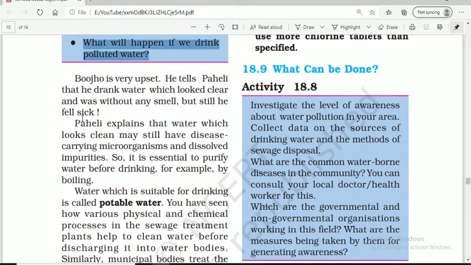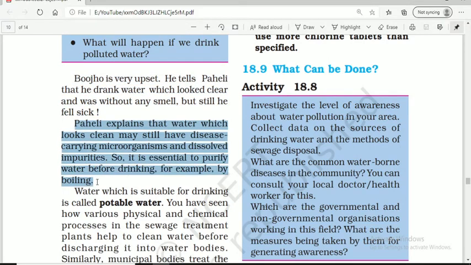Now next, Boojho is very upset. He tells Paheli that he drank water which looked clear and was without any smell, but still he felt sick. Paheli explained that sometimes, children, even water which looks clean is not actually clean. Paheli explains that water which looks clean may still have disease carrying microorganisms and dissolved impurities.